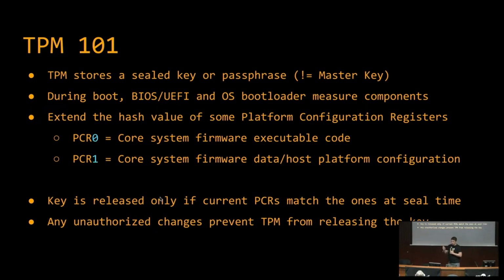There are up to 24 of them, but some of them are for user usage and others are for the system. For instance, PCR0 is used to measure components such as the BIOS and other firmware components. So you will have the hash, and it will be extended with all the components. And for instance, PCR1 is used for the configuration of the BIOS. So whatever configuration you had in the BIOS will be hashed and stored in this value.